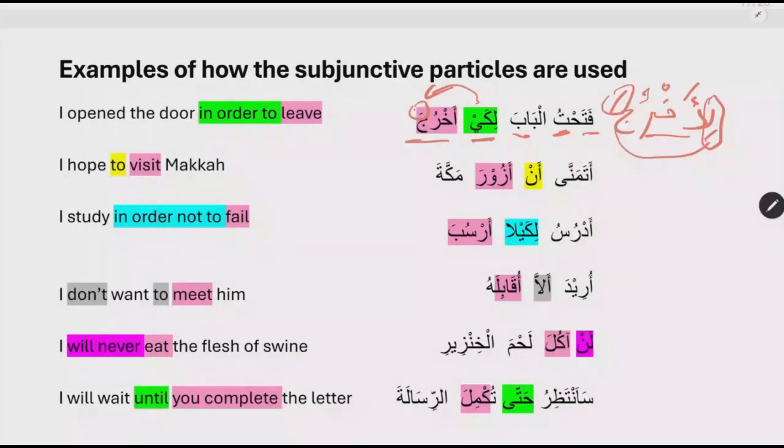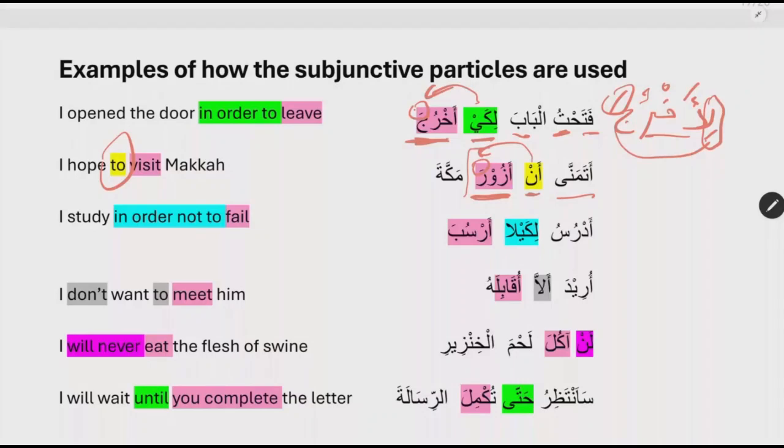So can you see that? So you can use li, likay, or even k, and then the same rule applies for akhruja. This one, atamanna, means I hope or I wish to. This is the to. Azura. Can you see this fatha? An azura Makkah. And Makkah, we said, remains Makkah. You don't have a Makkati and all the rest of it. Okay, so atamanna, I hope to, or I intend to visit.